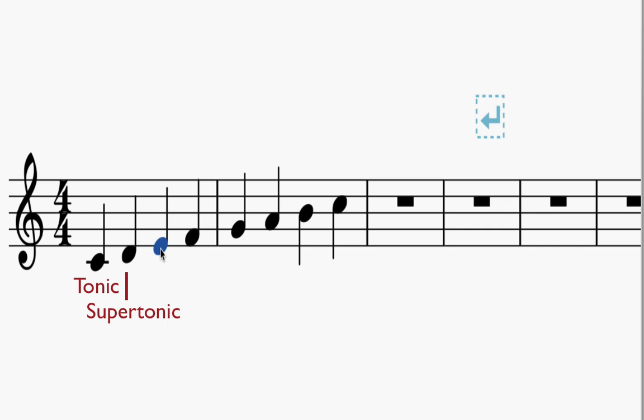The third one we call the mediant. And you might think mediant sounds like it's in the middle, right? Wouldn't that be somewhere around here, either our fourth or our fifth? No, because the reason we call it mediant is because it's halfway to one of our most powerful notes, the fifth. So the mediant is halfway between tonic and the fifth, which is called the dominant. We'll get to that in a second. So mediant is the third note.